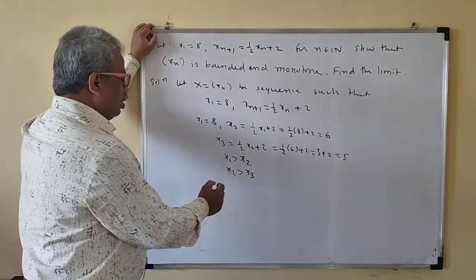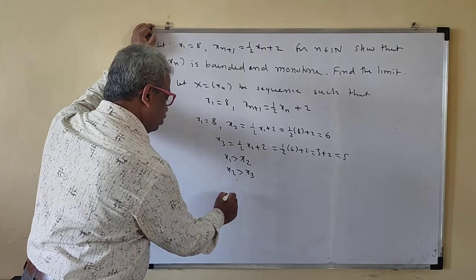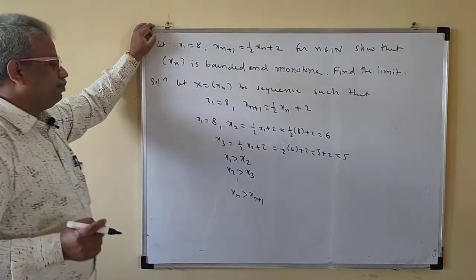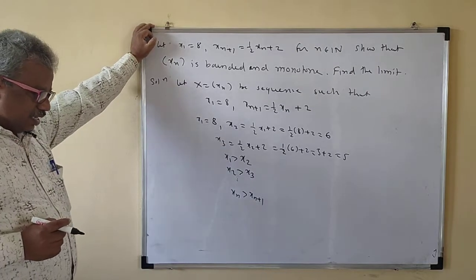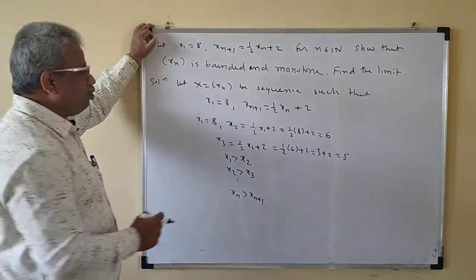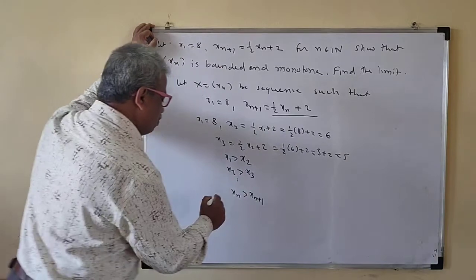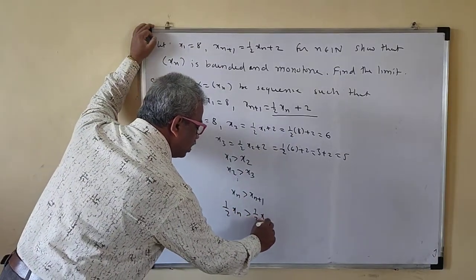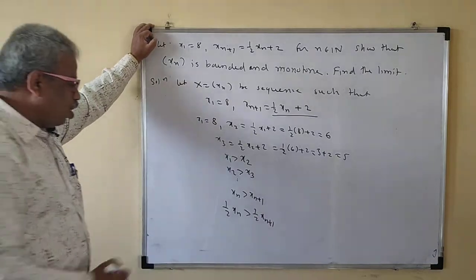So that means xn is greater than xn plus 1. Now what will I do? I will multiply by half now. This is half xn greater than half xn plus 1. Then I will add 2 on both sides.